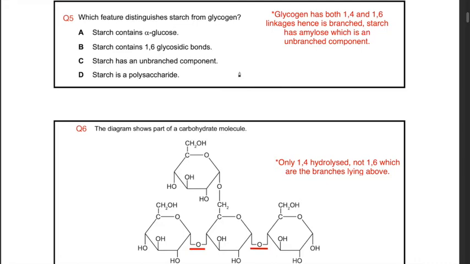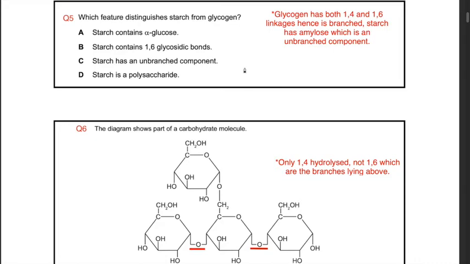Yes, that is correct because starch has amylose, which is an unbranched component, whereas glycogen is a branched molecule or a branched structure. It has both 1,4 and 1,6 linkages and doesn't have any unbranched components. Therefore, the answer C does distinguish starch from glycogen.